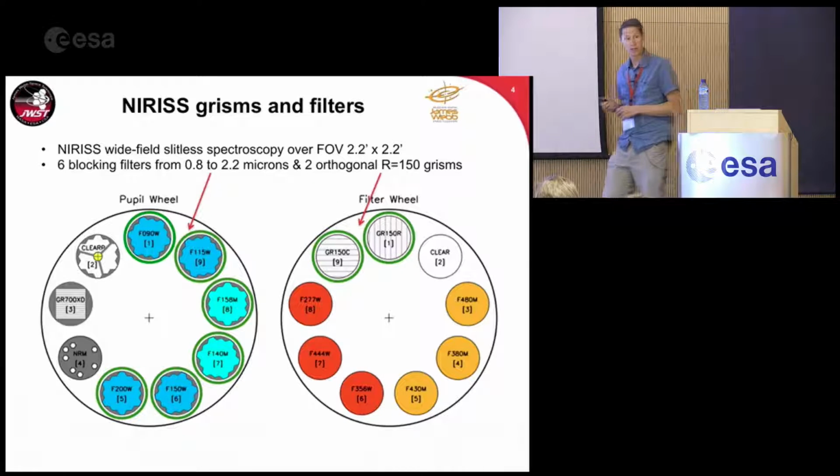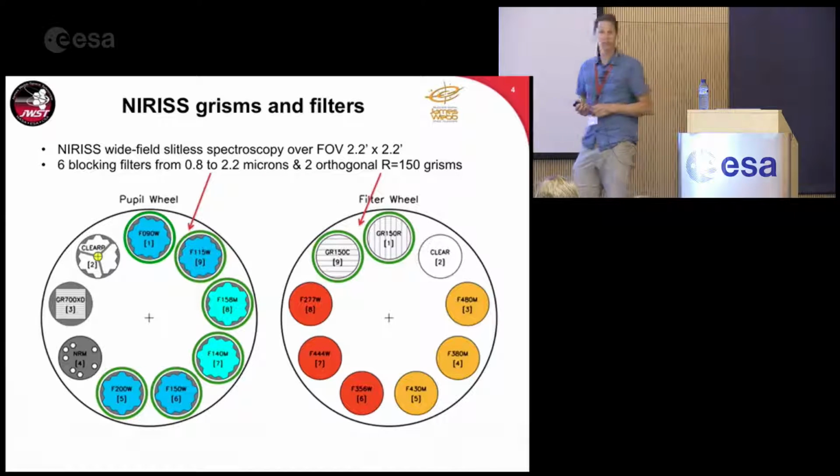So Alex showed this earlier. This is the 2 wheels that are in the NIRISS instrument. As he said, NIRISS has 4 observing modes, and the way in which you pick which observing mode you want is just by spinning these wheels until you get the right alignment of elements. So in the pupil wheel here, we have 6 filters. So these are all the short wavelength filters below 2.5 microns, which are used with the slitless spectroscopy mode.